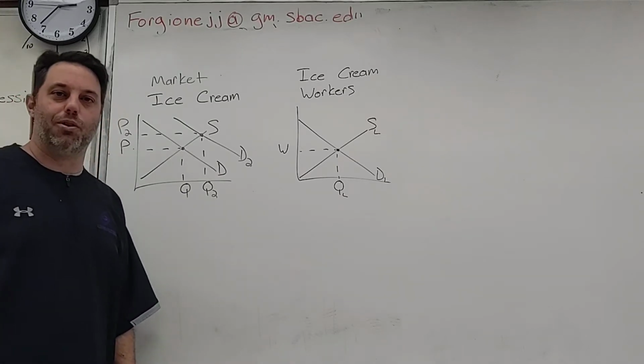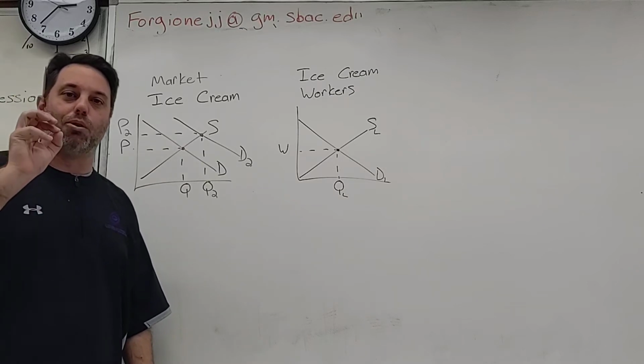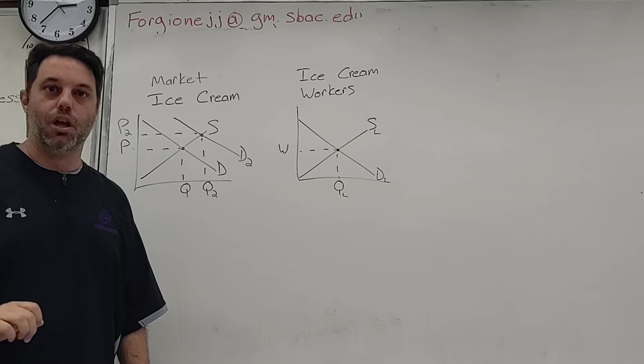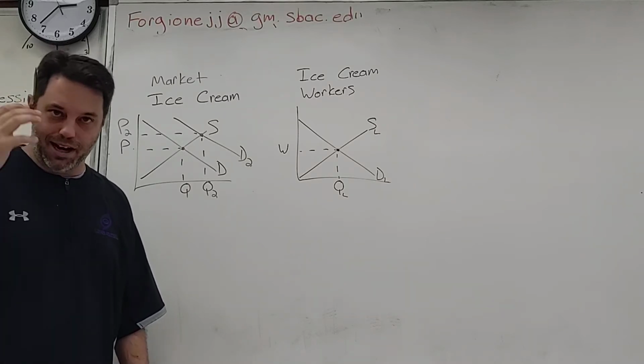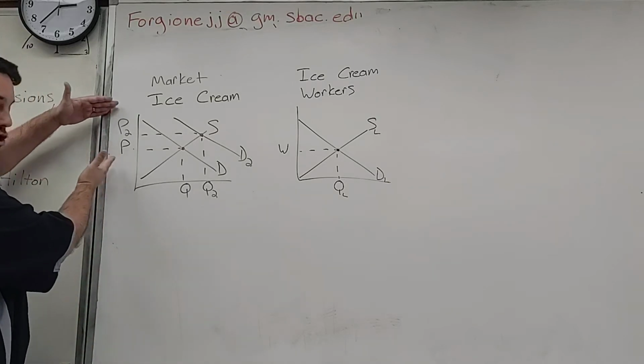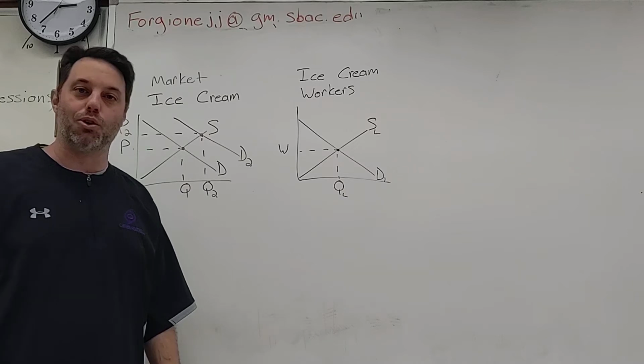Imagine you own an ice cream parlor. If the price of ice cream that people are willing to pay has gone up, what do you want to do? You want to make more of it, okay? Our number one goal, we're trying to make money as a business owner. So if the price of ice cream has gone up, we want to make more of it. How do we make more of it? We need to get more workers, okay?